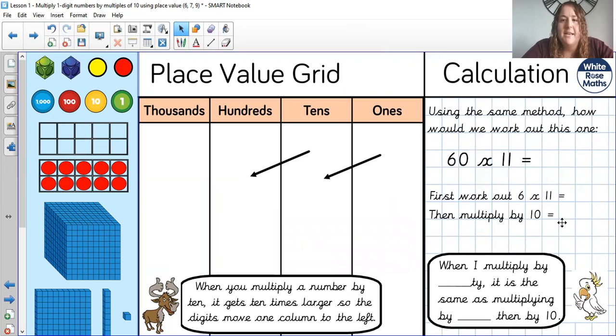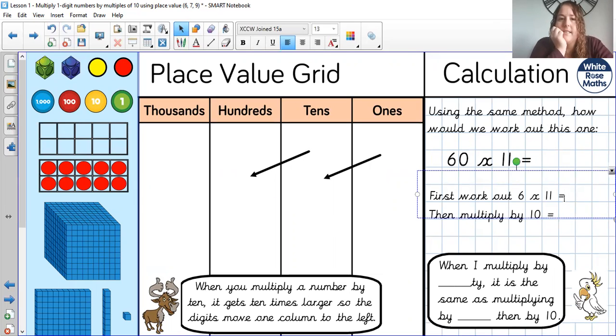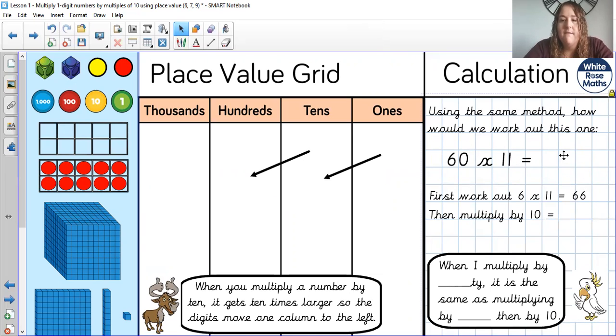Okay, let's actually do one this time then. So using the same method, how could we work out this one, 60 times 11? So first of all, let's work out what 6 times 11 would be. What is 6 times 11? You can use the grid if you needed to. Lovely, hopefully you're all shouting at your screens telling me that 6 times 11 is 66. So therefore, I then need to multiply that number by 10.